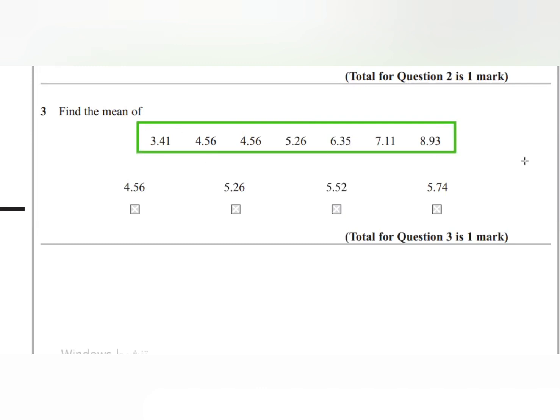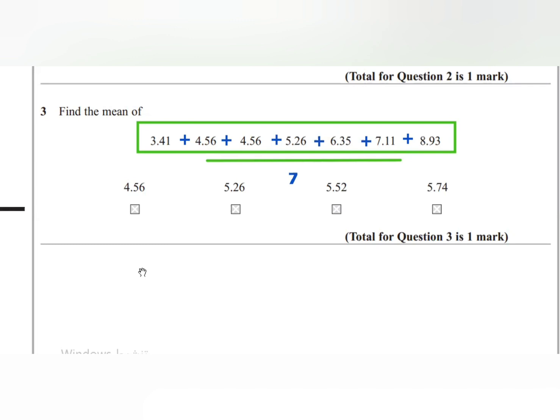How many are they? 1, 2, 3, 4, 5, 6, 7. So you have to add them and divide them by 7. Good job. First we add them like this. This is the idea of finding the mean of data. You add all the data together and then you divide them by their count or their number.